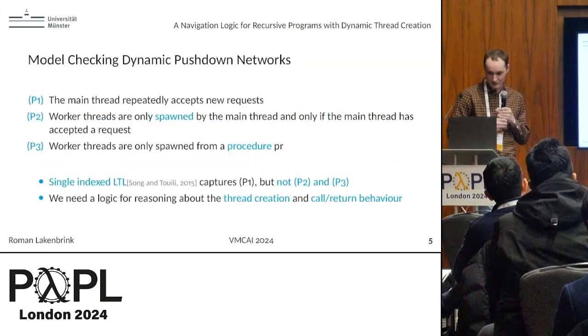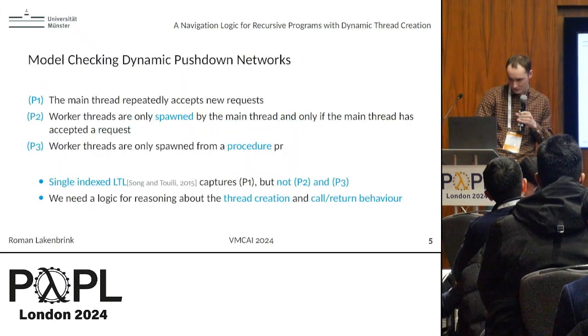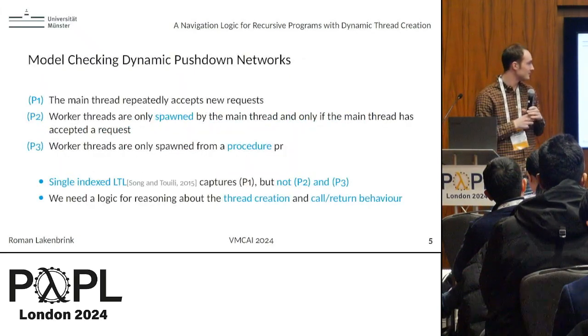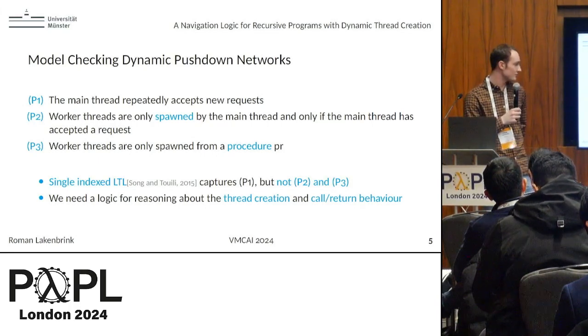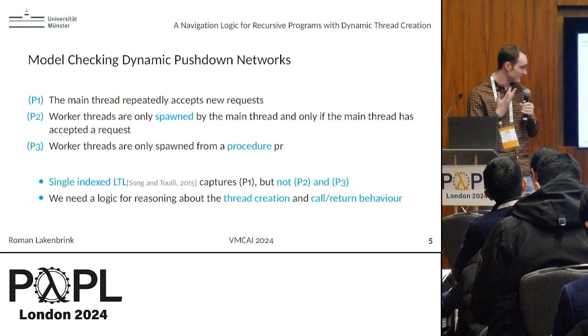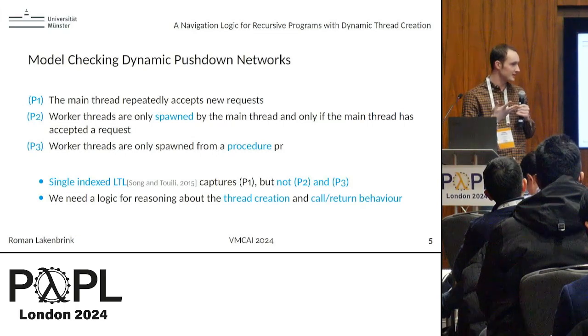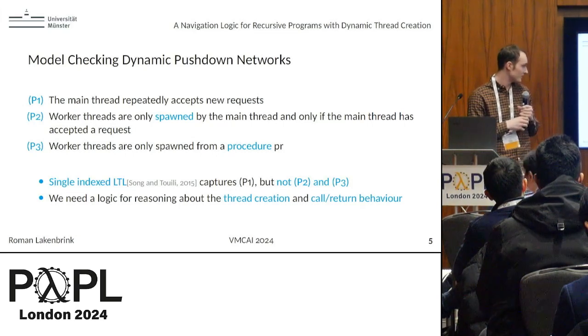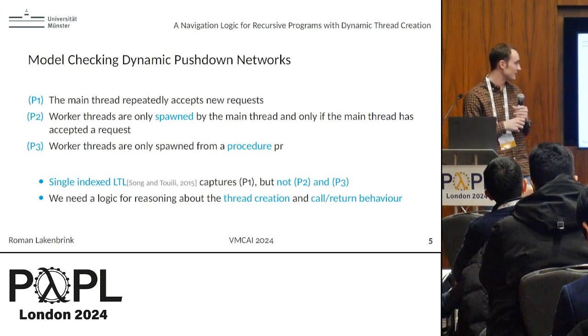Okay, so what we want to consider now is model checking for DPNs. And the only approach for this so far is called single index LTL. And in this approach, we can essentially check single threads of the executions against LTL formulae. And this is sufficient for expressing some interesting properties, like our example property P1 here.